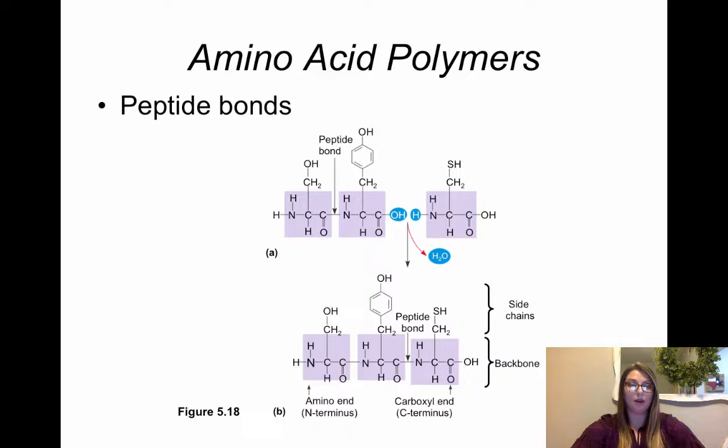Now, these peptide bonds are formed through another dehydration reaction. So you see here again, hydrogen and oxygen, hydrogen coming together, and we see our water leaving this reaction. So we have a dehydration reaction. And we see this peptide bond here between our carbonyl group and our nitrogen. We also see our amino end over here, our NH2.